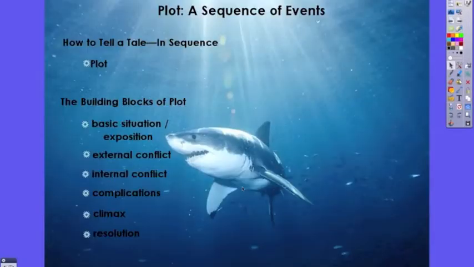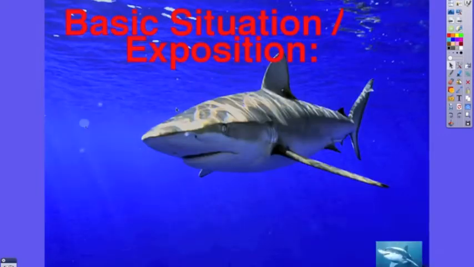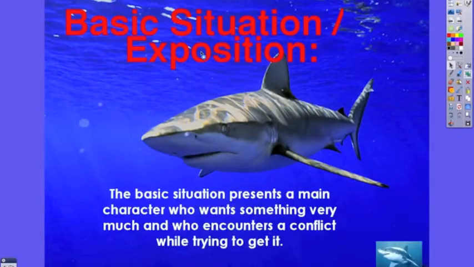Okay, so the building blocks of plot. We talked about the basic situation or exposition. The basic situation presents a main character who wants something very much and who encounters a conflict while trying to get it. So this is the basic situation.